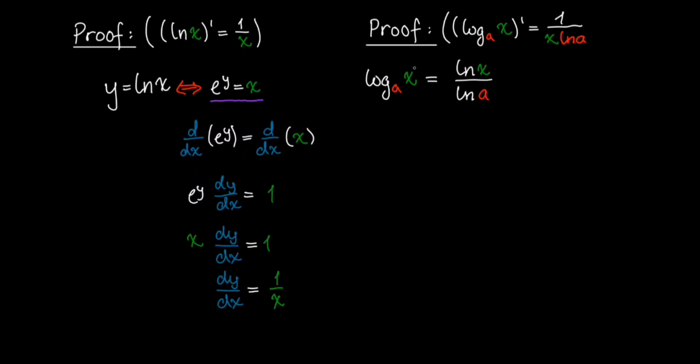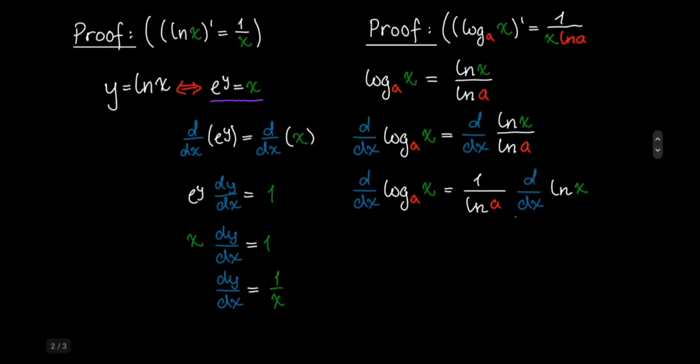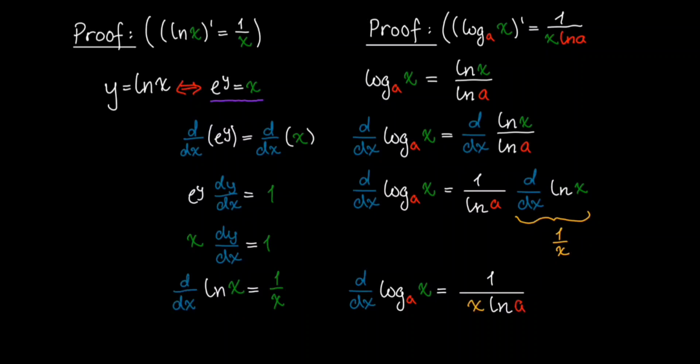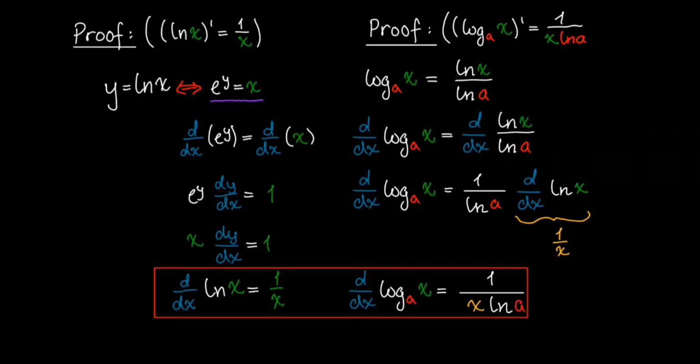And well, now we can differentiate this equation on both sides. On the right-hand side, at the bottom, we have ln a. This is simply a constant. It means I can pull it out into the front. And now we know from the previous proof that the derivative of ln x is simply 1 over x. And from this fact, we arrive at the final answer. And this here concludes the proofs for both derivatives of logarithmic functions.